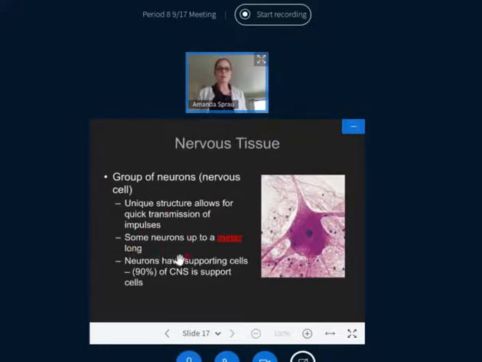What I think is really cool is that neurons can be up to 1 meter long. If you think about it, the neurons that are in your spinal cord is one long neuron, so they can be really long. And neurons have supporting cells, and we'll talk more about those later, but in our central nervous system, so our brain, there are going to be supporting cells that help the neurons function. All right, and that's our last one. So I'm going to pause.